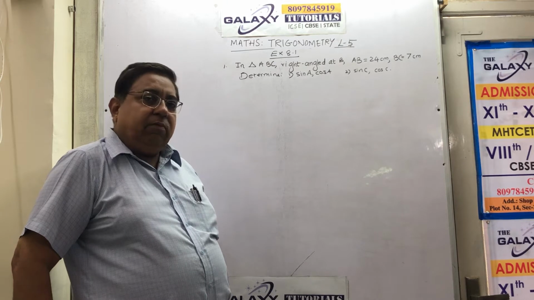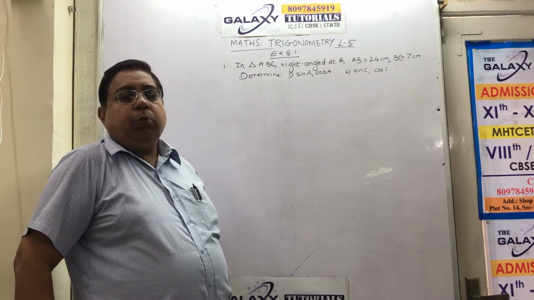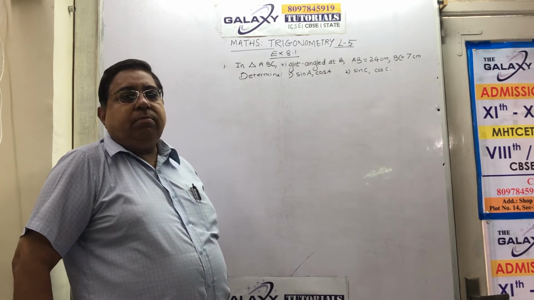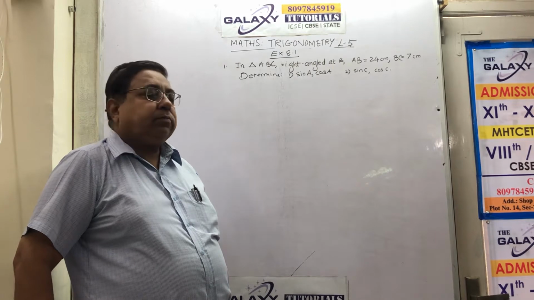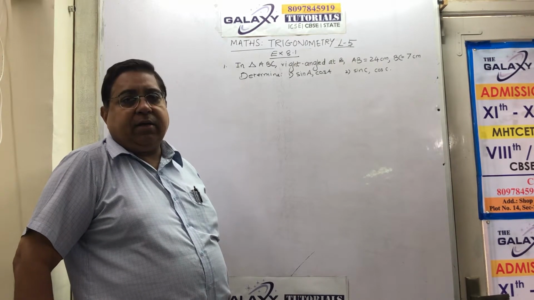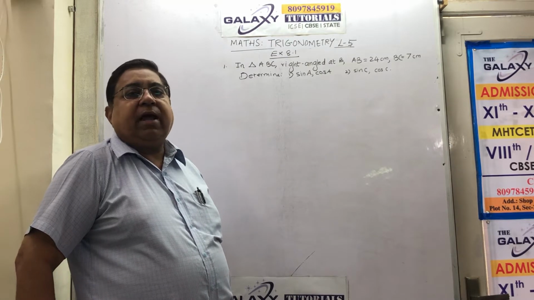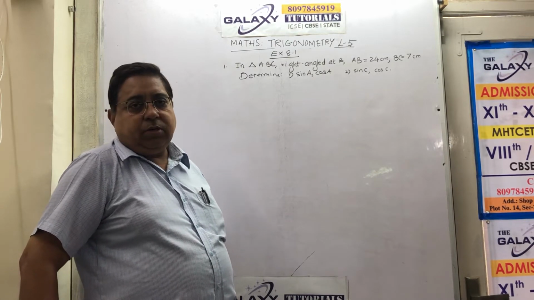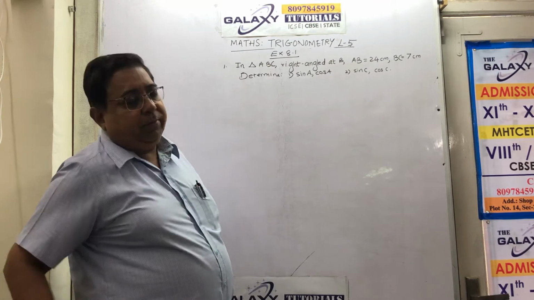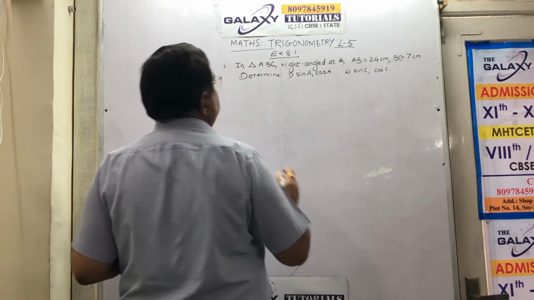And secondly, we will be using the Pythagoras theorem, which states that the sum of the squares of the two sides of a triangle is equal to the square of the hypotenuse of the right angle triangle. Okay, so we are going to use these two formulas. Let us see the details.